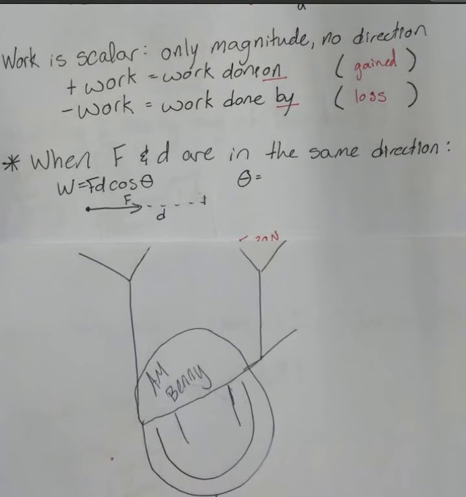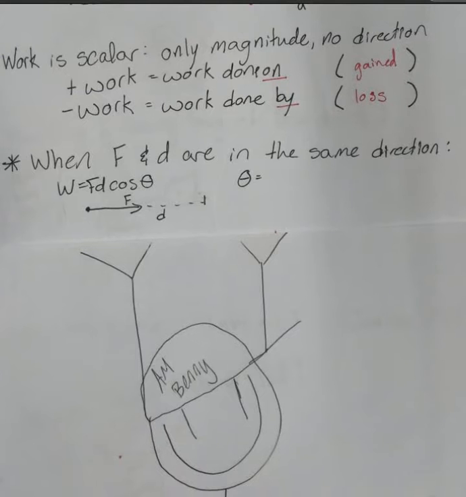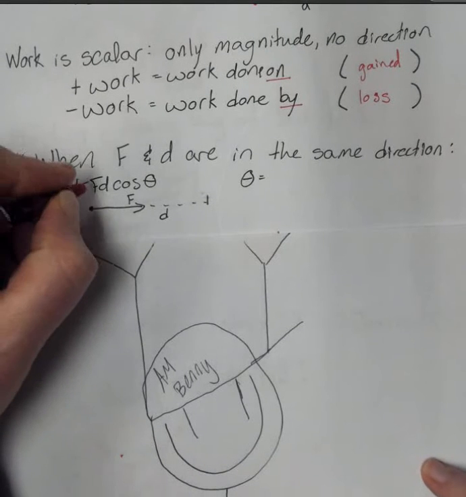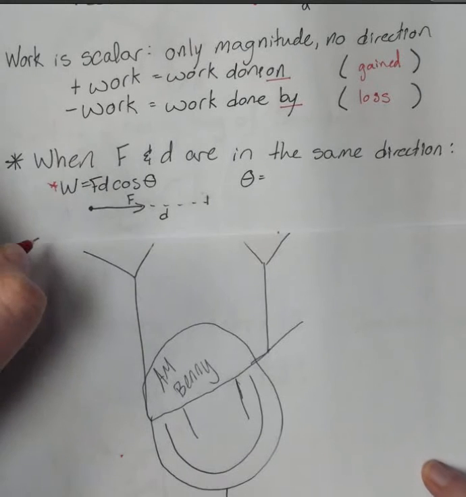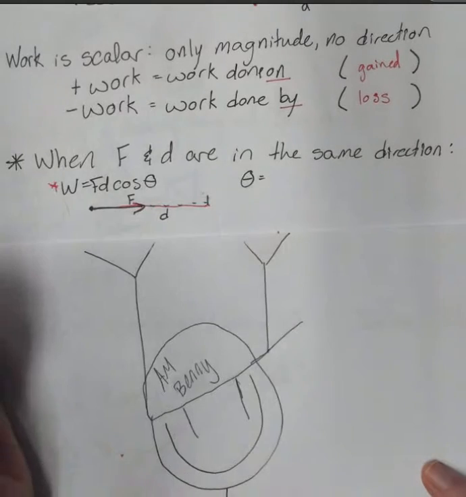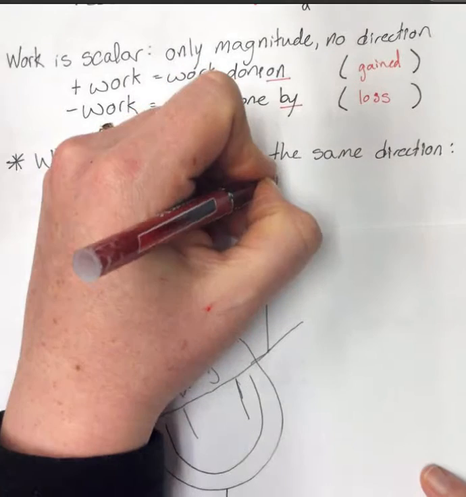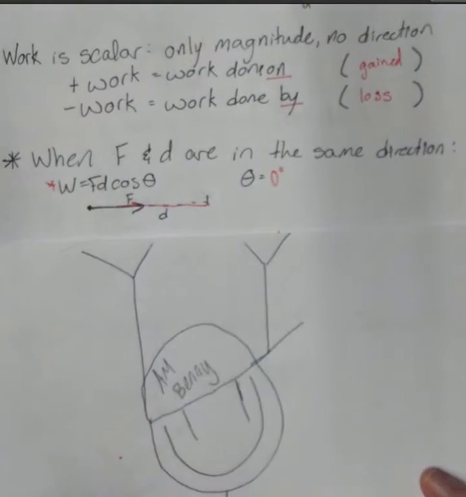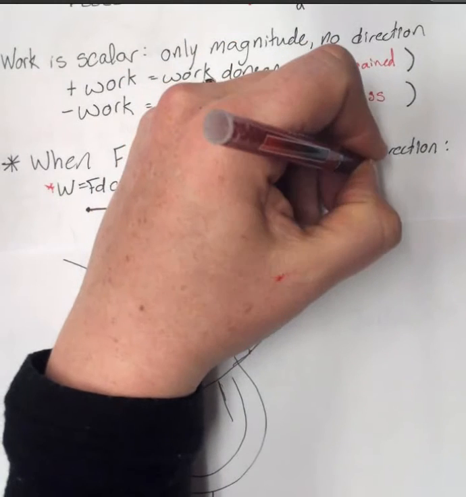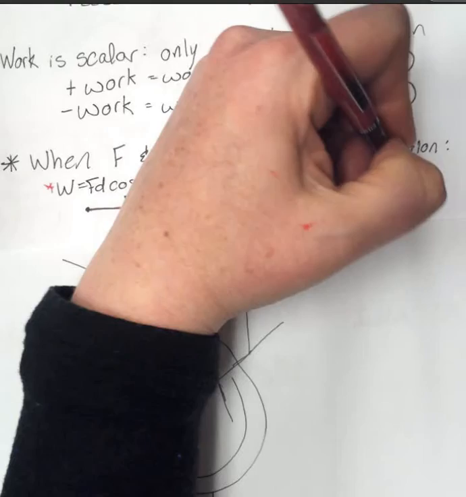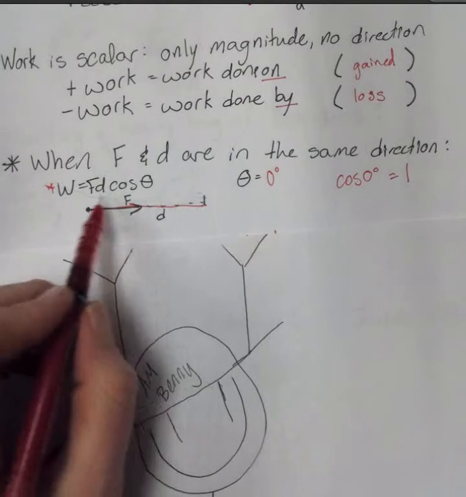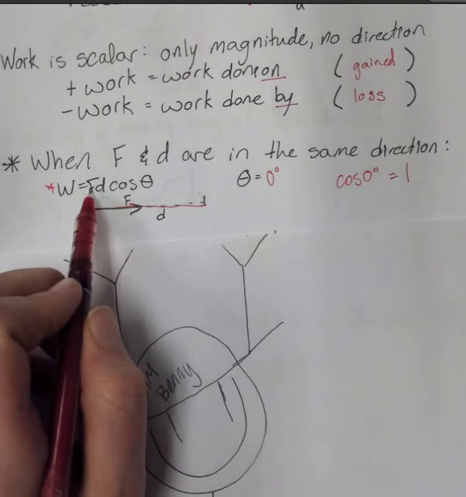When the force and the displacement are in the same direction, you can still use this equation, work equals force times distance times cosine of theta. But if the force and the displacement are in the same direction, then the angle of separation is going to be 0. Well, guess what? Has anybody ever really thought about what the cosine of 0 degrees is? That's right, it's 1. So work with force and displacement in the same direction would be force times distance times 1.